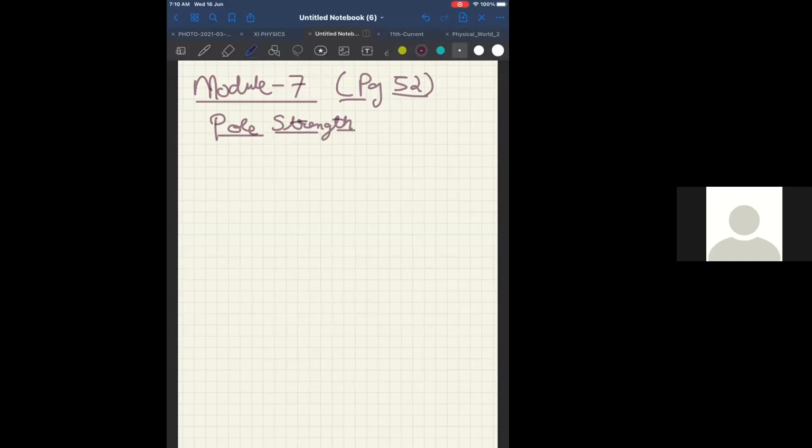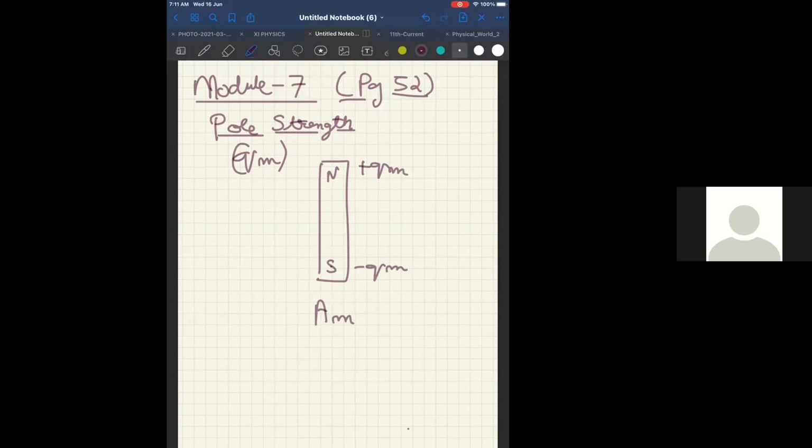And you know, pole strength is given by QM. Correct, pole strength from 11th standard, you know, it's given by QM. And you know that the pole strength of North Pole is given by plus QM and pole strength of South Pole is given by minus QM. Correct. And I told you the unit of pole strength is ampere meter.